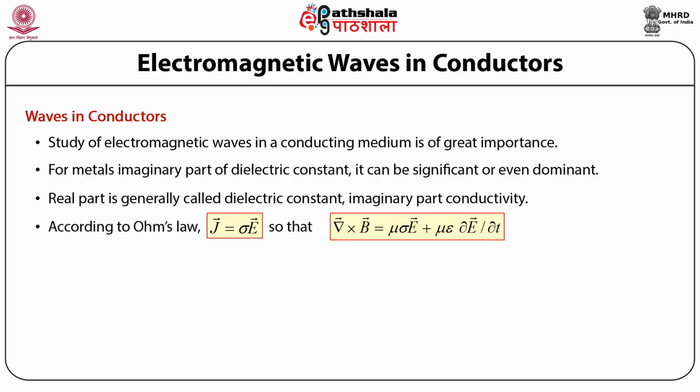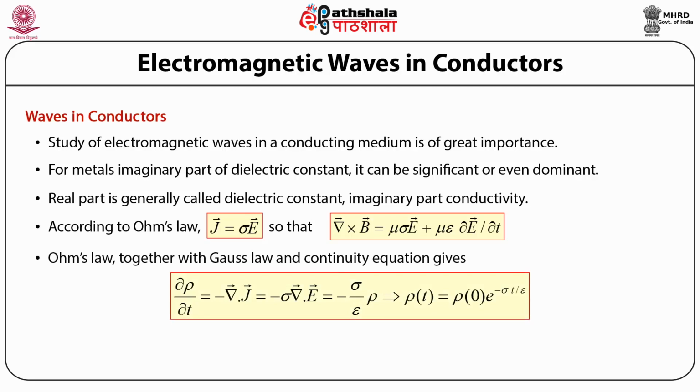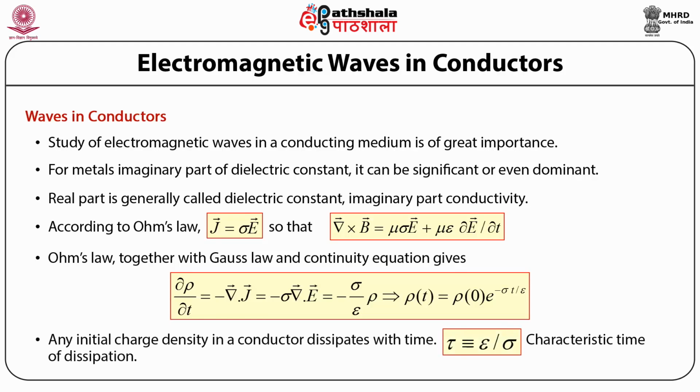Now from the continuity equation for free charge, ∇·J + ∂ρ/∂t = 0. Together with Ohm's law and Gauss's law, the above equation becomes ∂ρ/∂t = −σ∇·E = −(σ/ε)ρ, which on integrating gives ρ(t) = ρ₀ e^(−σt/ε). Thus, any initial charge density in a conductor dissipates with time. The characteristic time τ = ε/σ.